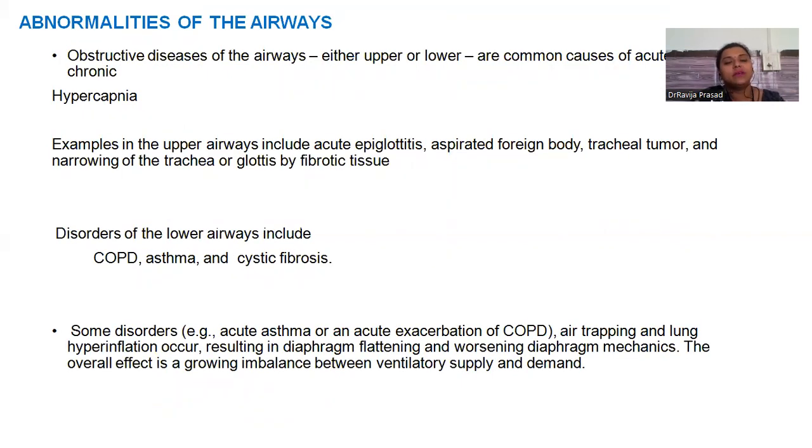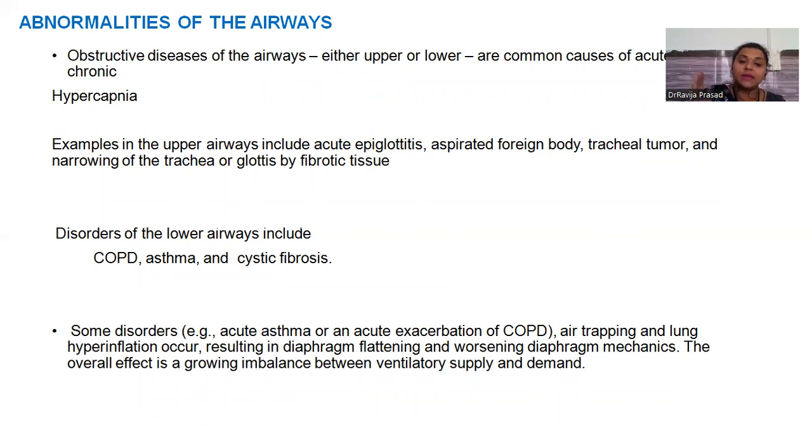Now, the third abnormality you can find is in the airways, that is, obstructive diseases of the airways, in the upper or the lower airways, which are common causes of acute and chronic hypercapnia. Examples in the upper airways include acute epiglottitis, aspirated foreign body, tracheal tumor, or narrowing of the trachea or glottis by fibrotic tissue. Disorders of the lower airways include COPD, asthma, and cystic fibrosis.